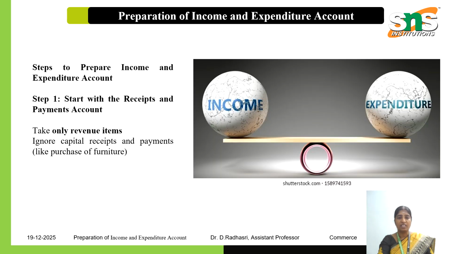Now we have seen the steps in preparing the income and expenditure account: taking the revenue items and ignoring capital payments, like the purchase of furniture. We take only the revenue items. We get a proper identification of the amount from the receipts and payments. The income and expenditure account shows the equal balance. Capital items are ignored, and the regular practice shows on what basis they are getting income and on what basis they are giving expenditure.